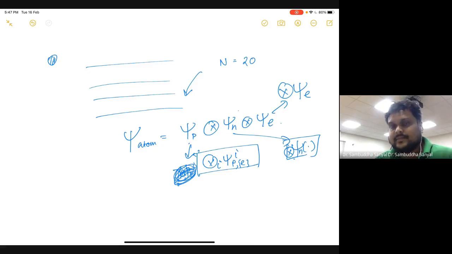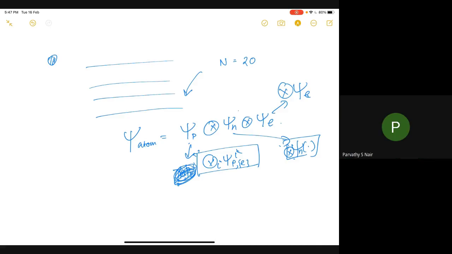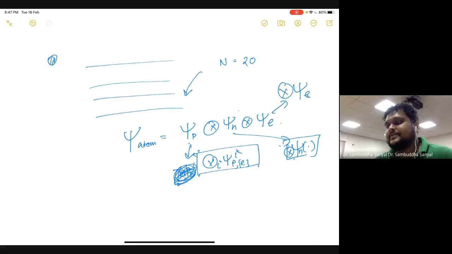Now when you are adding angular momentum, I have to think this a bit. Why am I not adding the angular momentum of this, and this? Yeah, I was going to ask exactly that. Okay. I have to think. I cannot immediately figure it out.